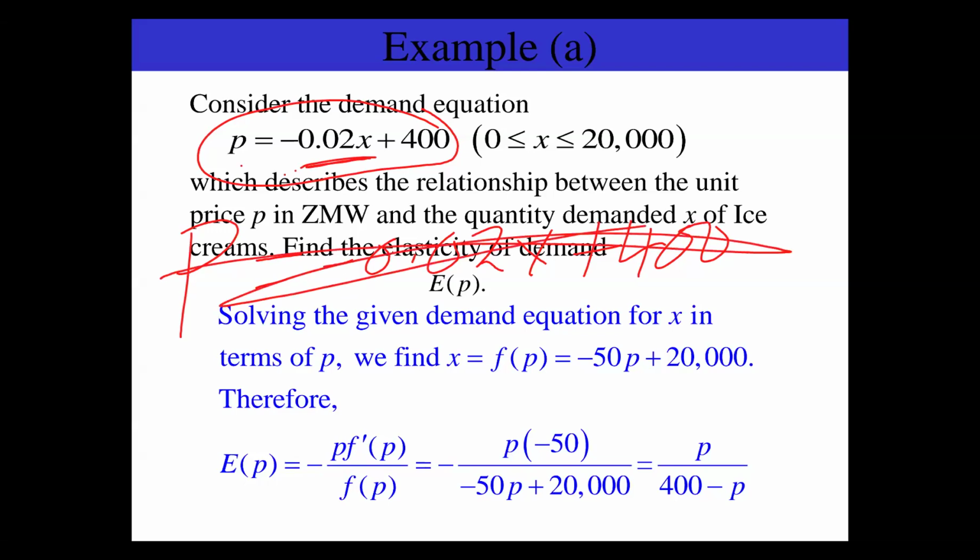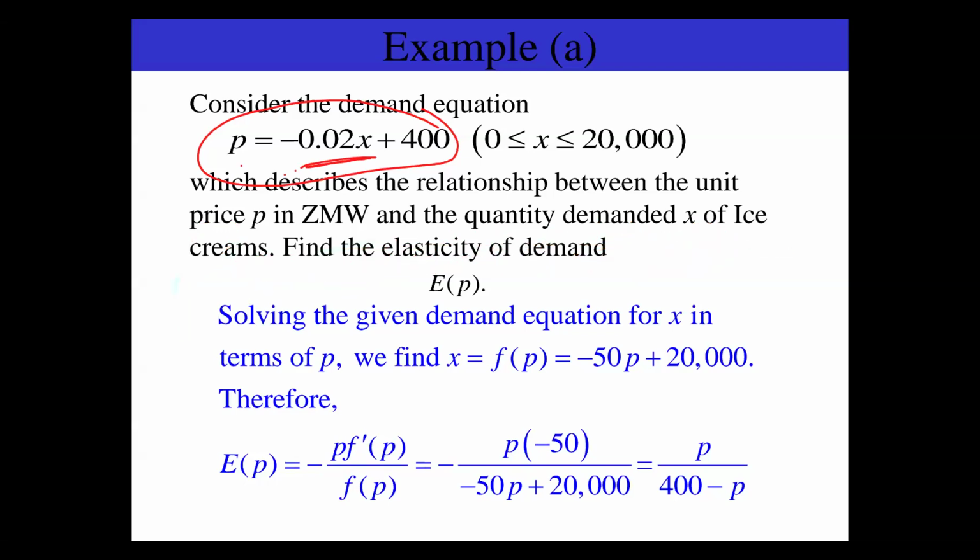You have heard the reason why we are making it like that, so that the function can be a function of P, price. And so we shall have the function given here. Let's collect the like terms together. We shall have 0.02x. That should be equal to 400 minus P, isn't it? Yes, sir.